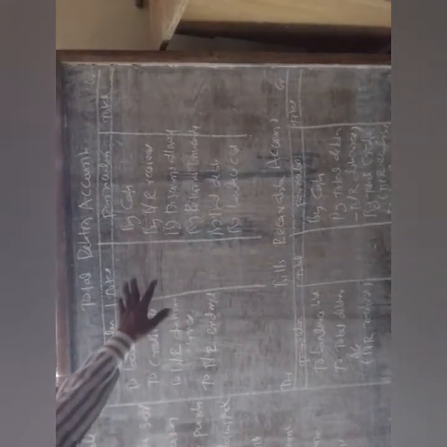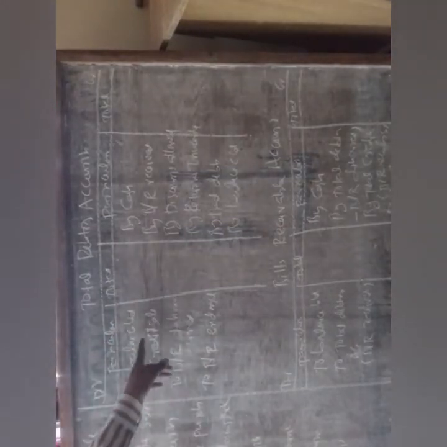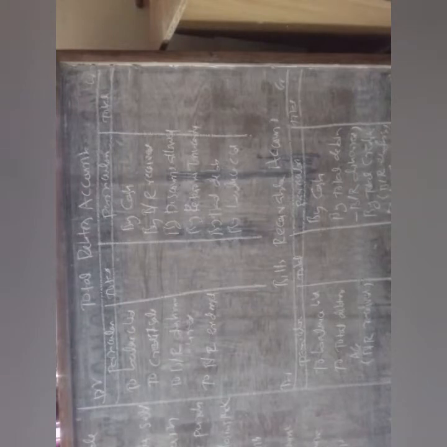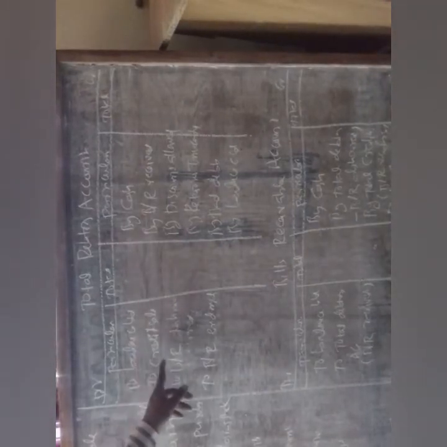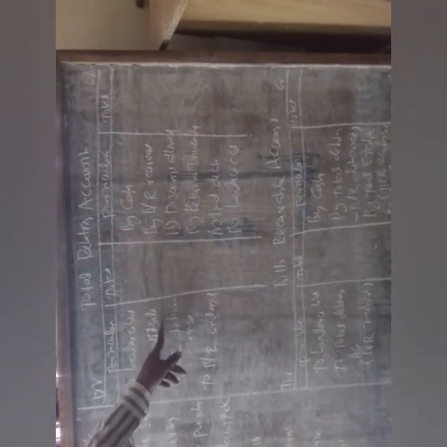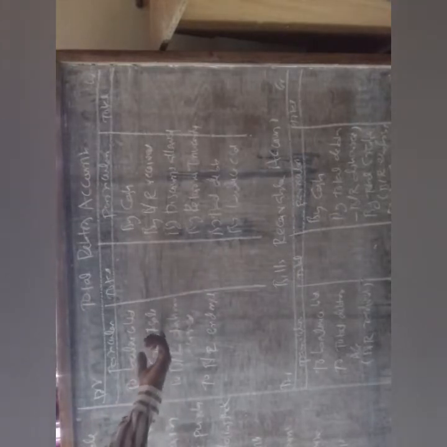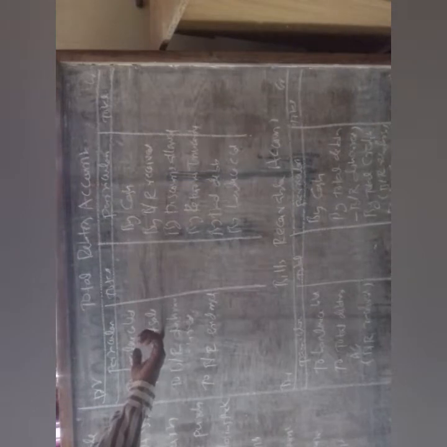So this is the format of our total debtors account. In this, the first one is the balance. It is the opening balance of the total debtors account. Debtors are nothing but those who purchase our goods from our business and will pay money later. So they are called debtors. Next, credit sales. If you sell any goods on credit, that comes on this side.